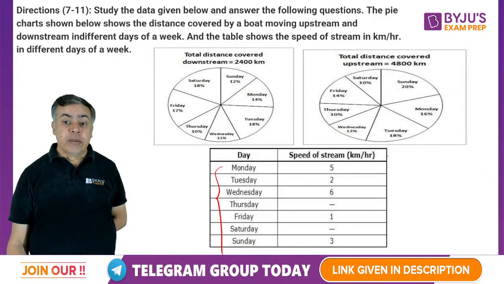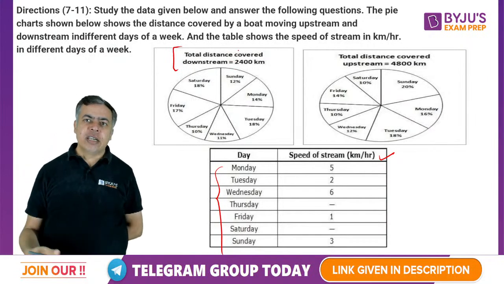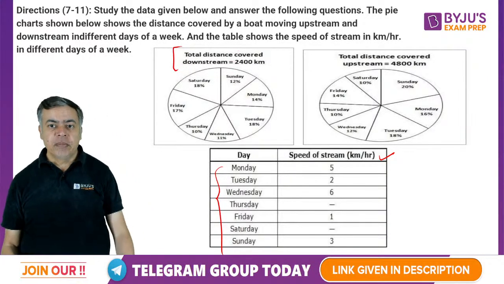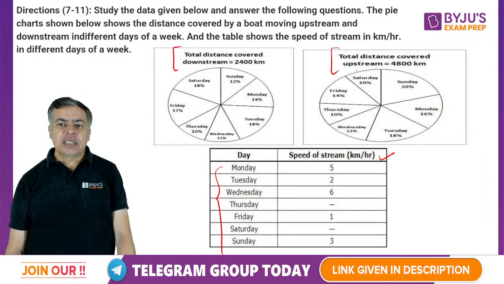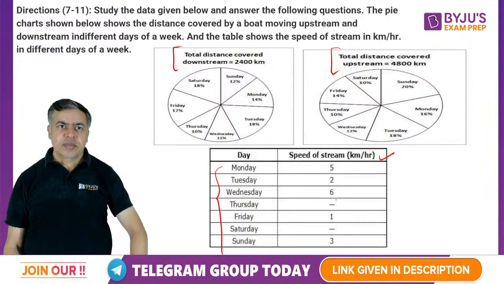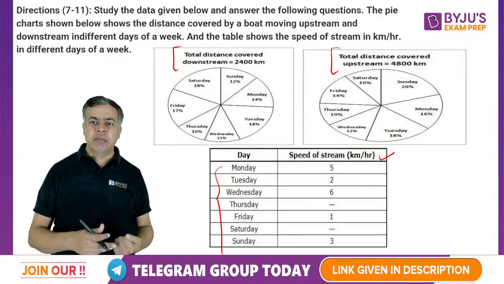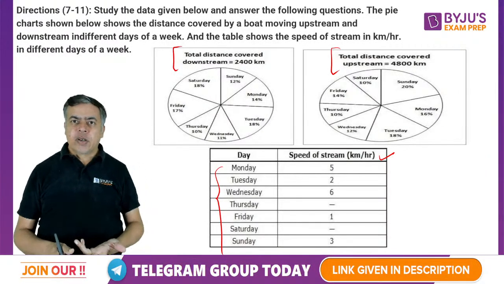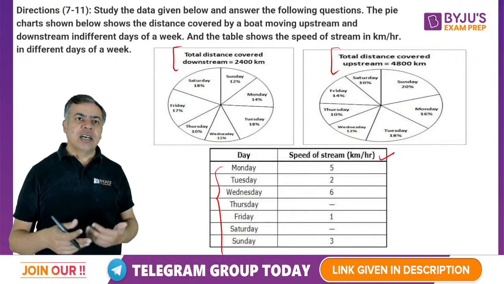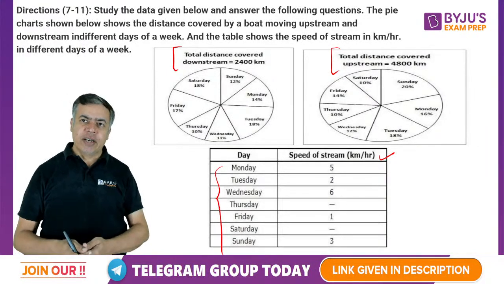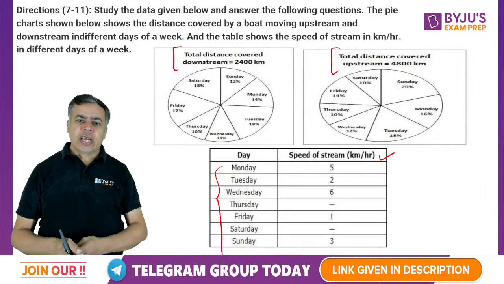The speed of stream is given. Here the total distance covered downstream every day, what is the distance covered downstream? And every day what is the distance covered upstream? So every day some distance is covered downstream, some distance is covered upstream. That is given because the total distance and the percentage on different days are given, so we can calculate the value.